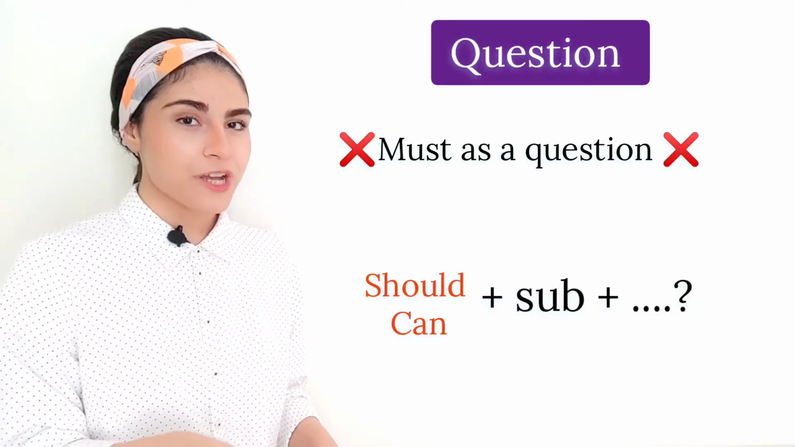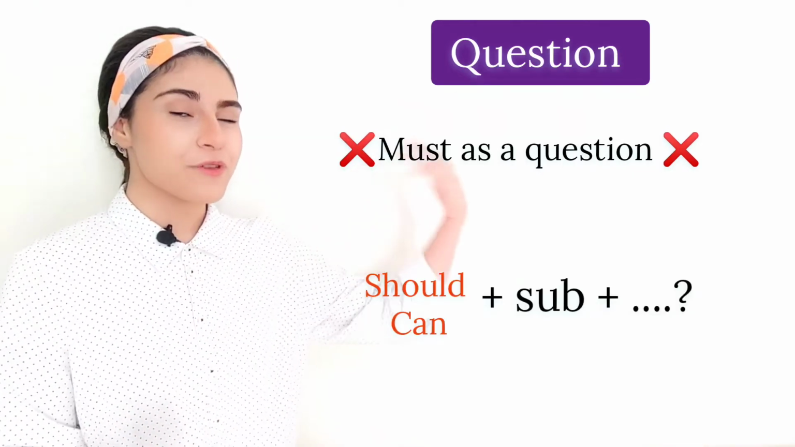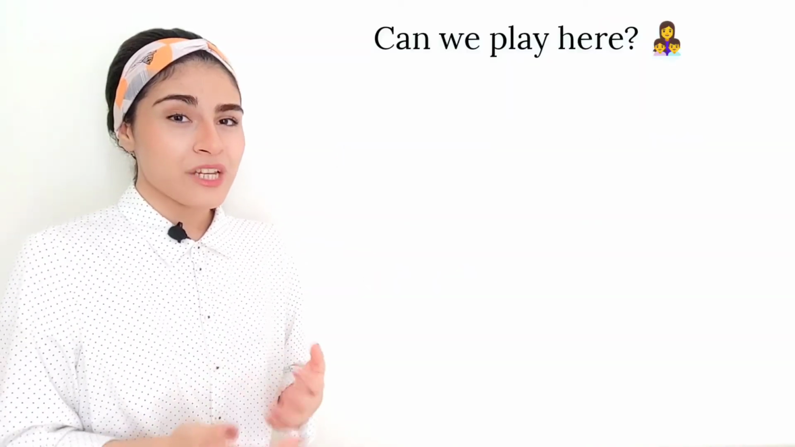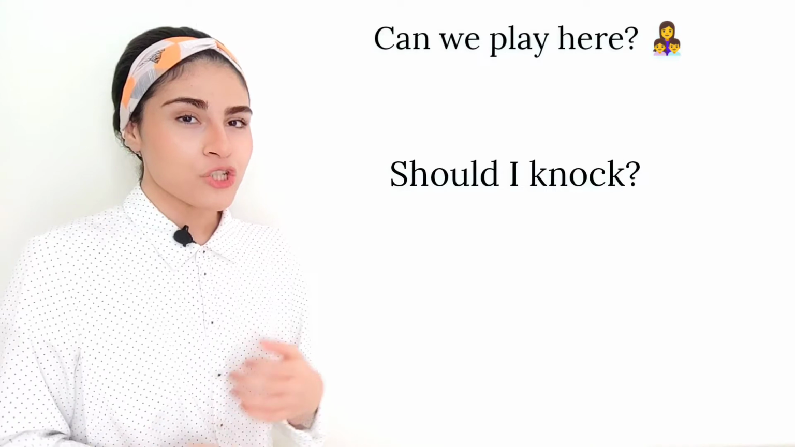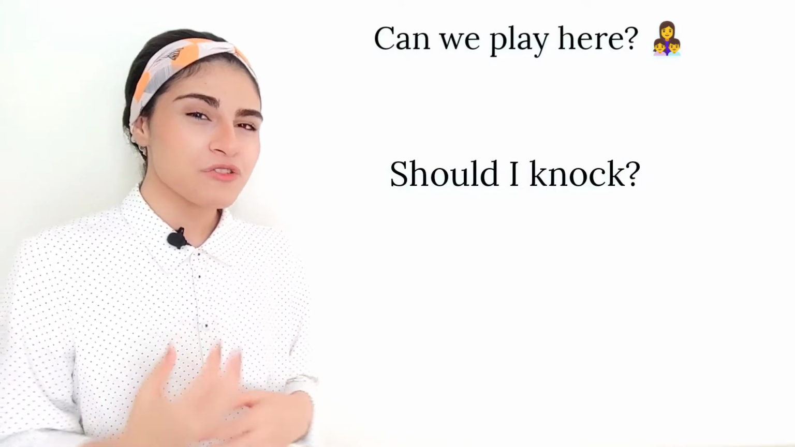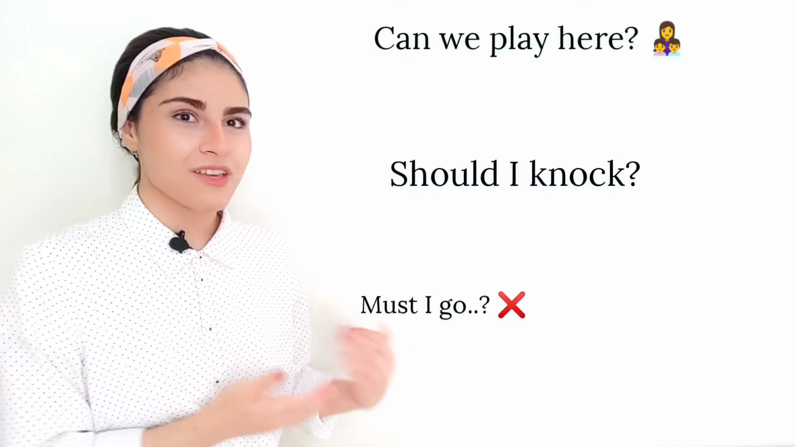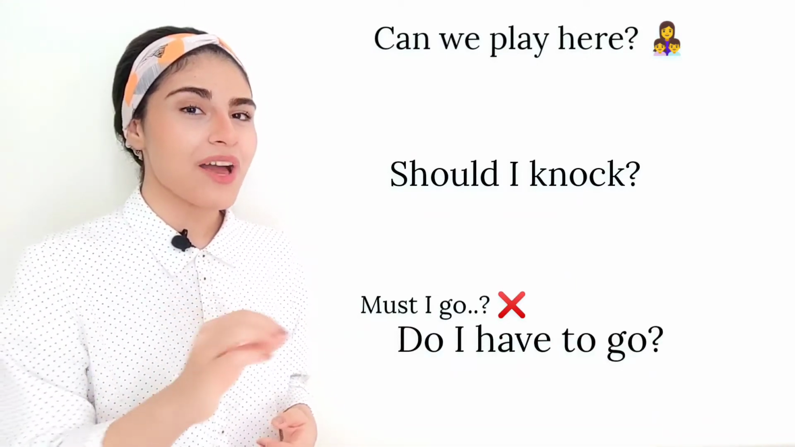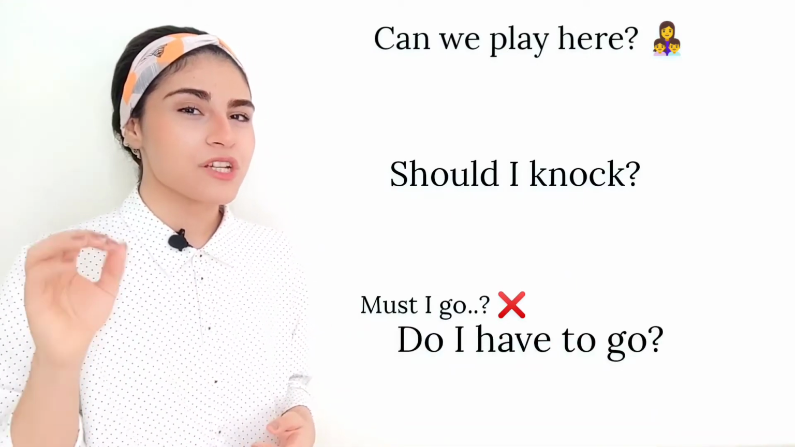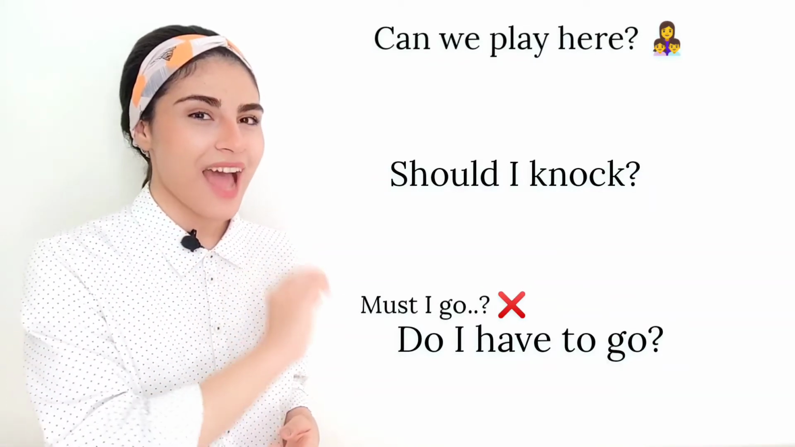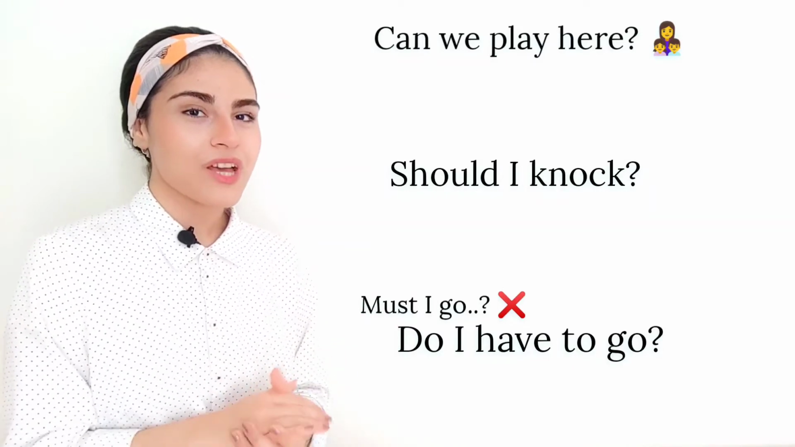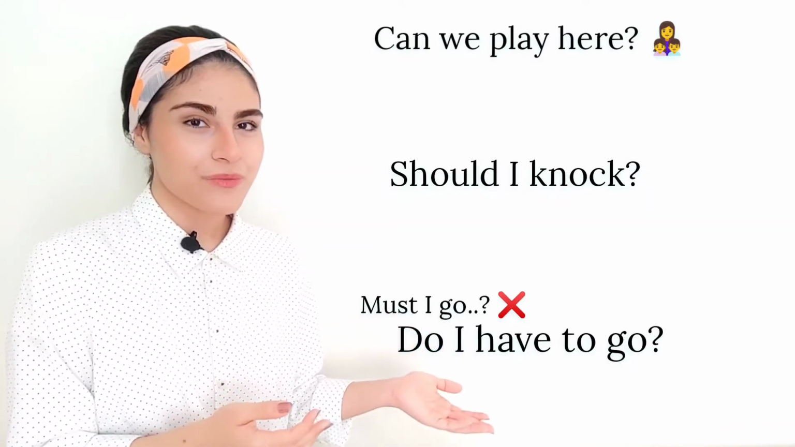So we can bring should and can before the subject to make a question. For example, can we play here? Should I knock? But we usually do not say, must I go? We say, do I have to? So we use do plus subject plus have to plus verb. So, do I have to go?